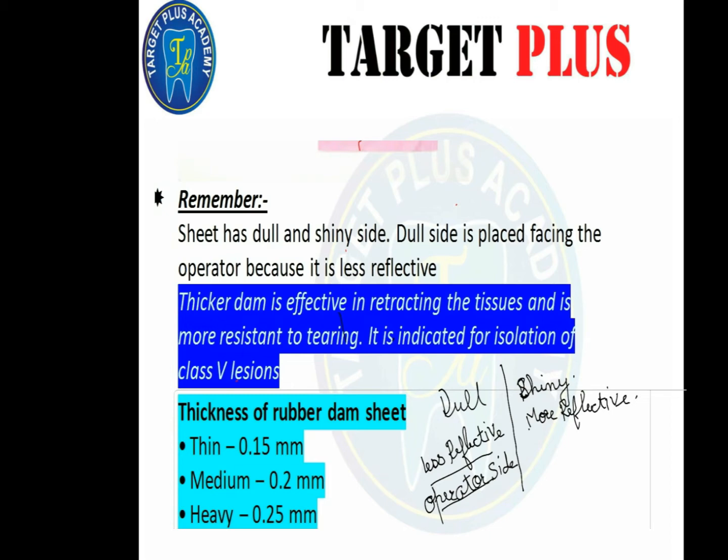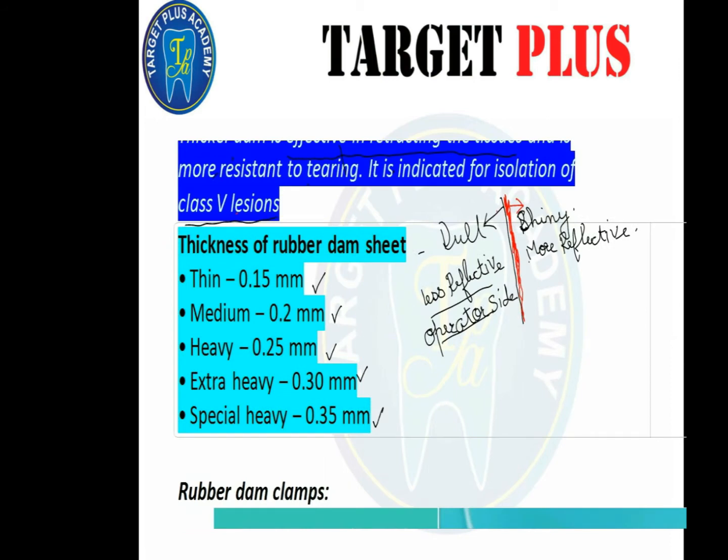Now what is the thickness of the rubber dam sheet? You can get an MCQ. It is available in thin, medium, heavy, extra heavy or special heavy. Now what will be their thickness? 0.15 for the thin, 0.2 for the medium, 0.25 for the heavy. Extra heavy is 0.30 and special heavy is 0.35. So another MCQ that can be asked is heavy thickness with a thickness of 0.25.